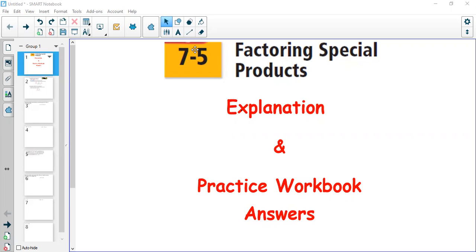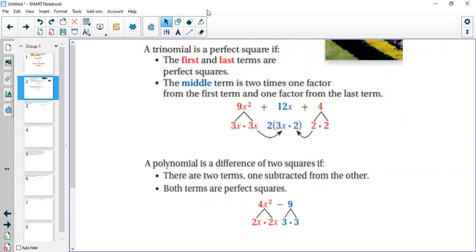It's a very easy part, and you will find it easier than the previous two lessons. Before I start solving the questions, I would like to give you a clue of what the lesson is going to be about. There are definitely two objectives in this lesson. One is to find the perfect square and another one is to find the difference of two squares. So this is what the lesson is about.